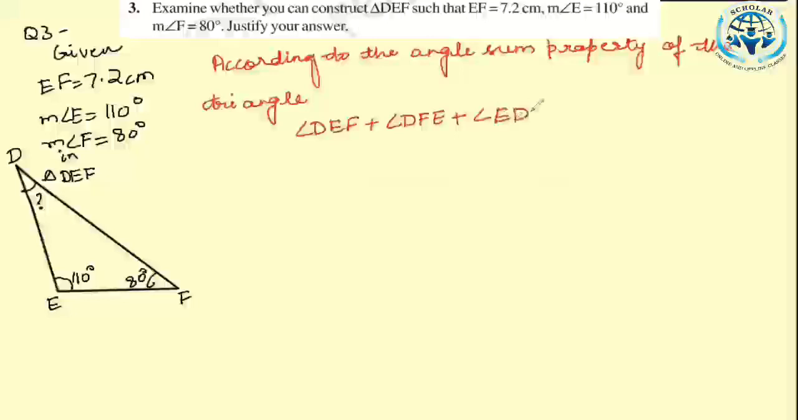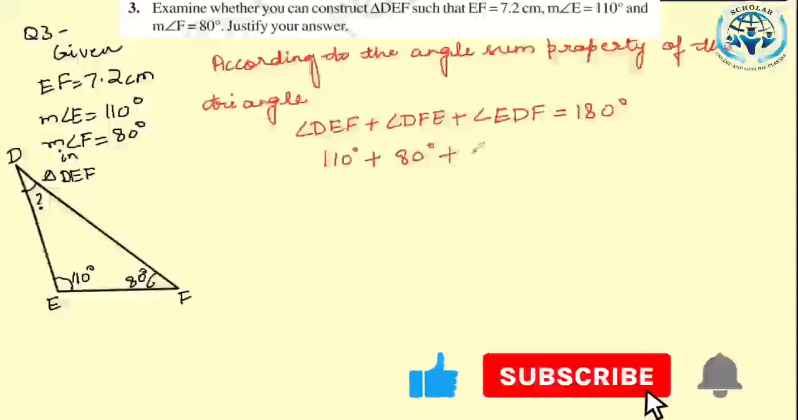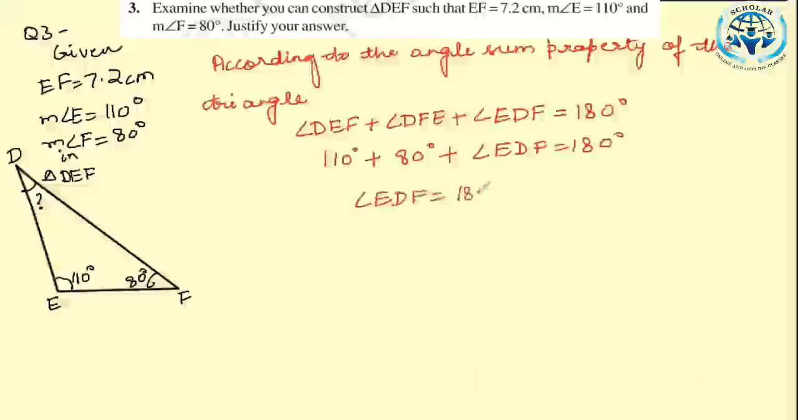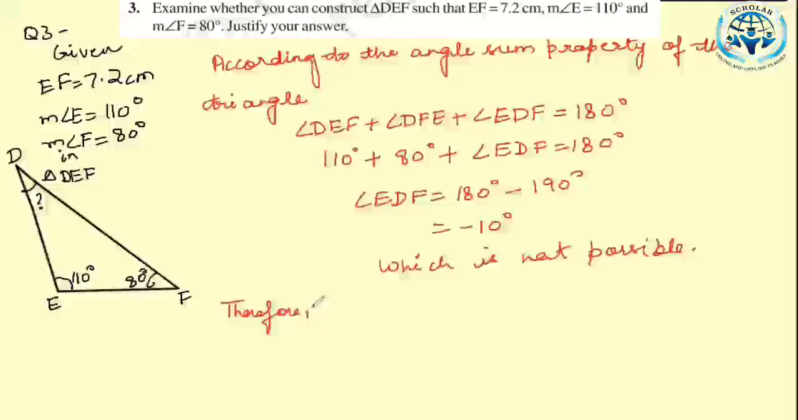So the question is, is the triangle DEF possible? Let's see. 110 degrees, 80 degrees and angle EDF. So if the sum of two angles is more than 180 degrees, what will be the third angle? It is equal to minus 10 degrees, which is not possible. That means the triangle DEF is not possible. We have to write the full answer that we cannot construct triangle DEF as it does not follow the angle sum property of the triangles.